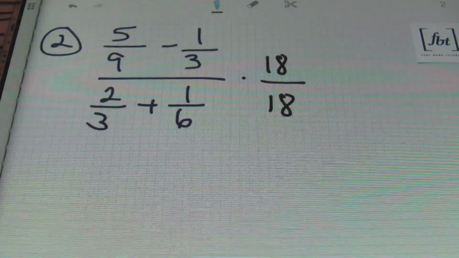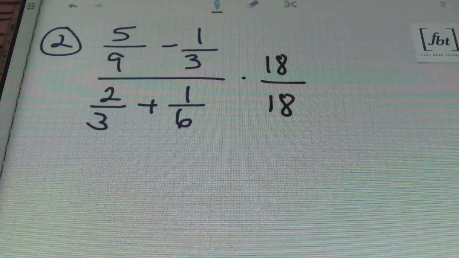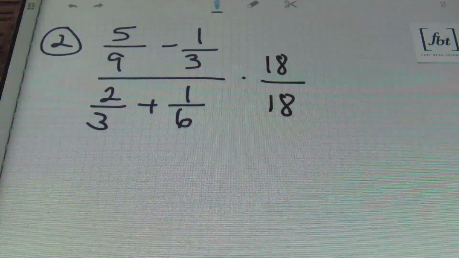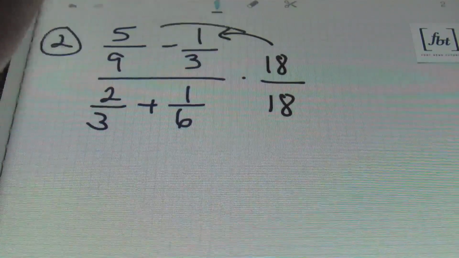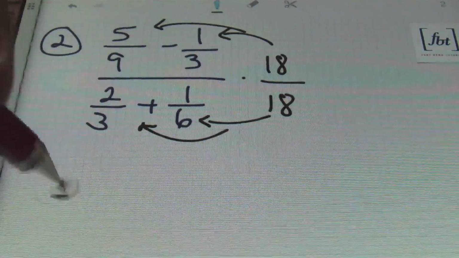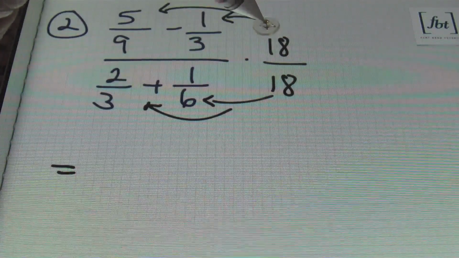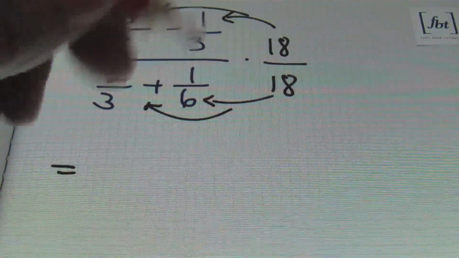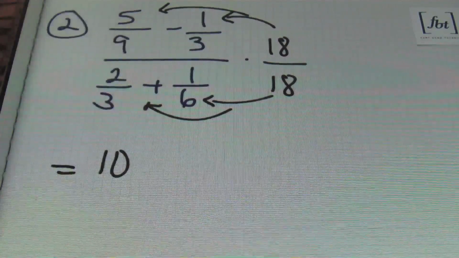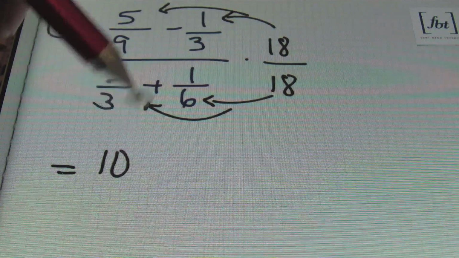And by multiplying by this form of 1, we're not changing the value of the original problem, just the way it looks. So what I'll do next is I'll distribute the 18 to every term in the problem here, okay? So I got my arrows popping. Next, 9 goes into 18 twice, and 2 times 5 is 10. So I'll end up with 10. So multiplying 5/9 times 18 gives you a result of 10.